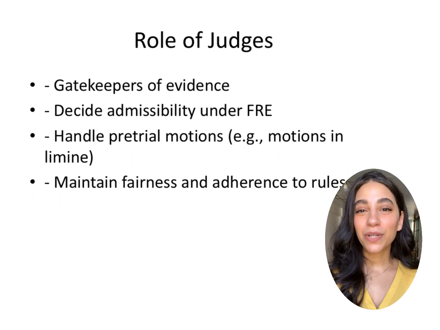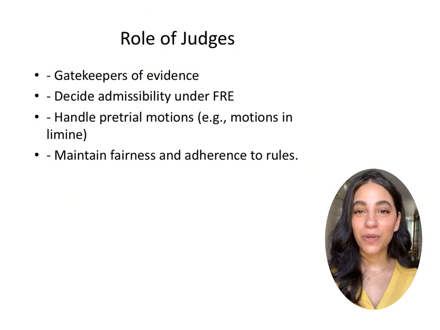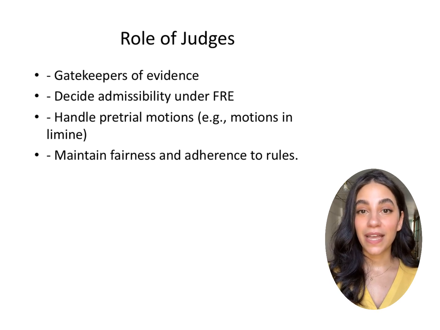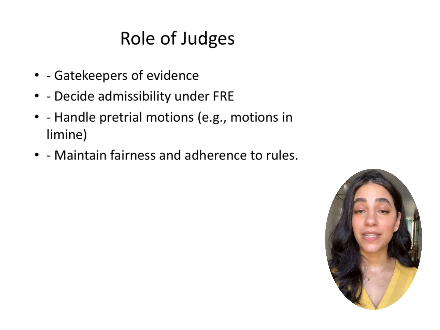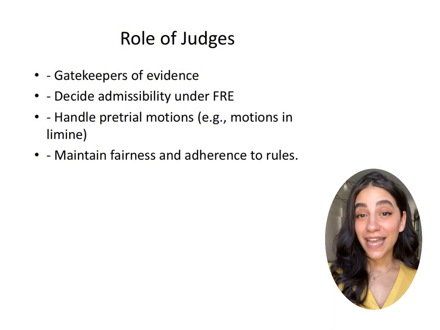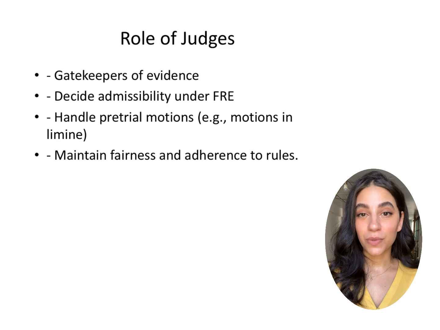Judges act as the gatekeepers of evidence. They decide what evidence can be presented during the trial by applying the federal rules of evidence. Their role includes ruling on admissibility. Judges determine if evidence is relevant, reliable, and not overly prejudicial. For example, if one side presents evidence that could confuse the jury more than it helps, the judge can exclude it. Overseeing pretrial motions, judges handle motions like motions in limine, which request the inclusion or exclusion of specific evidence before the trial begins, ensuring fairness. Above all, the judge's role is to maintain a fair and orderly trial.